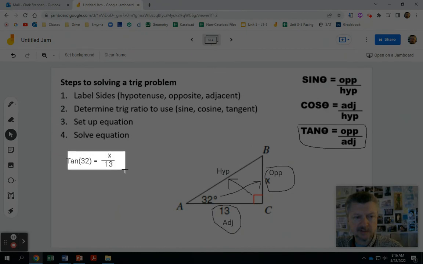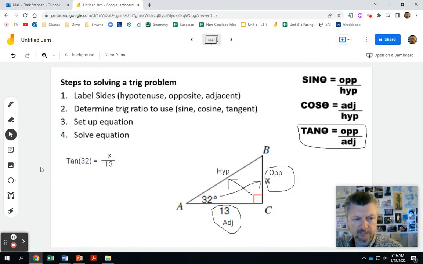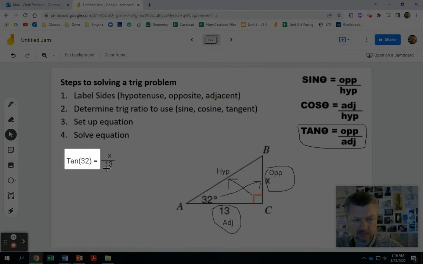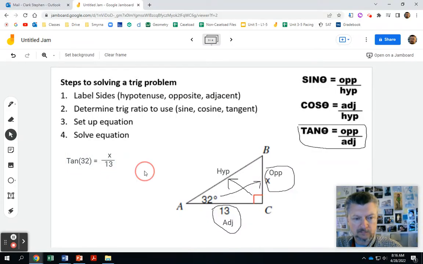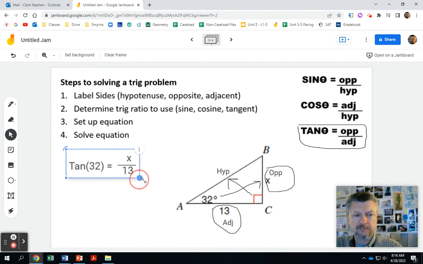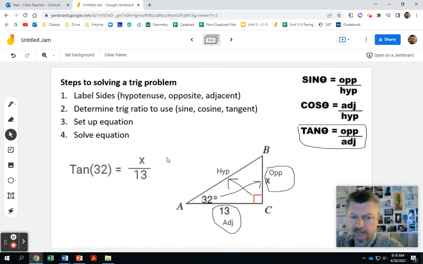Let me get this a little bigger. There we go. That's our equation. Now, this time we have 13, we have x on top of the fraction. Now, you know that's x divided by 13. And you know what the opposite of divide is. What's the opposite? Multiply. We're going to multiply by 13 on both sides.